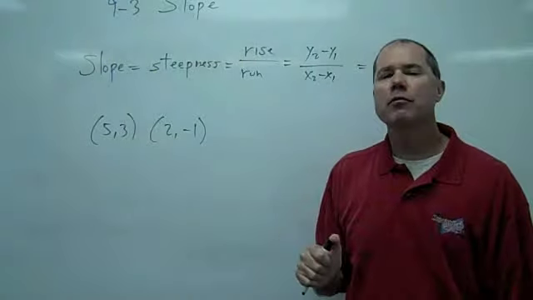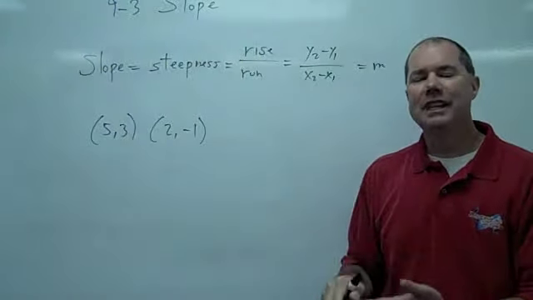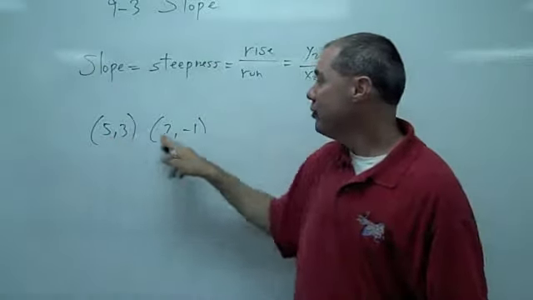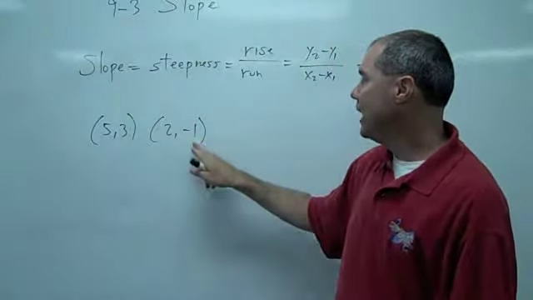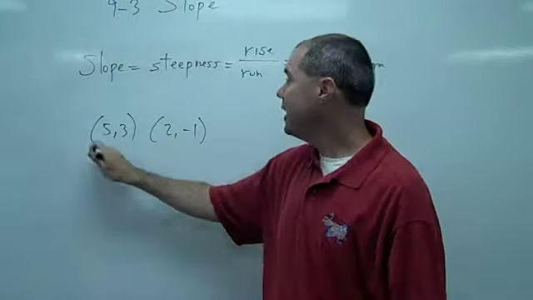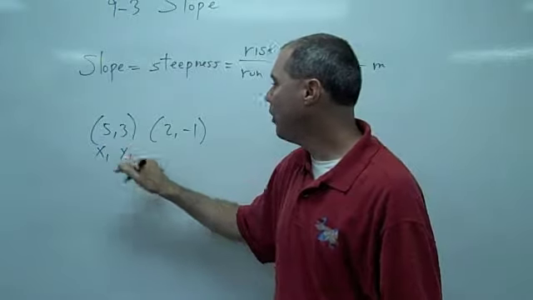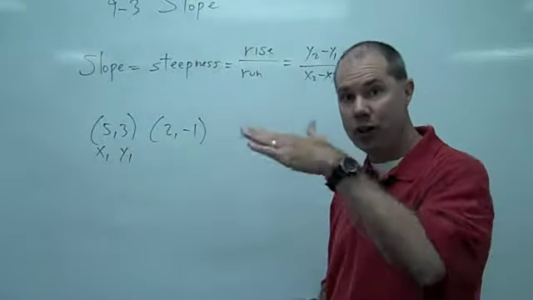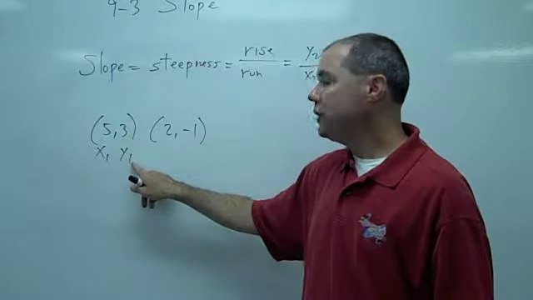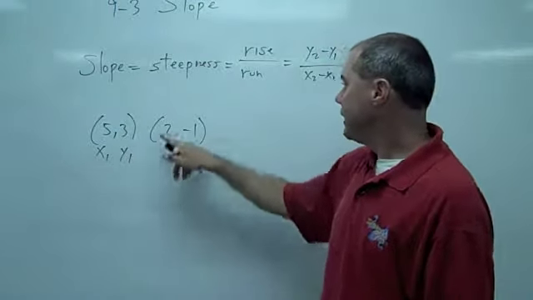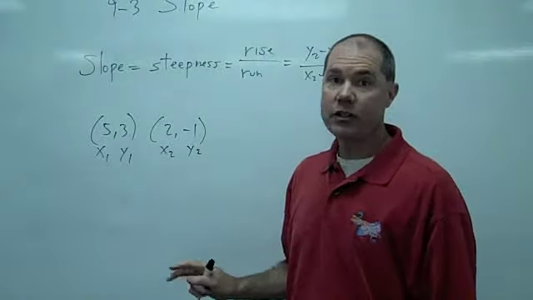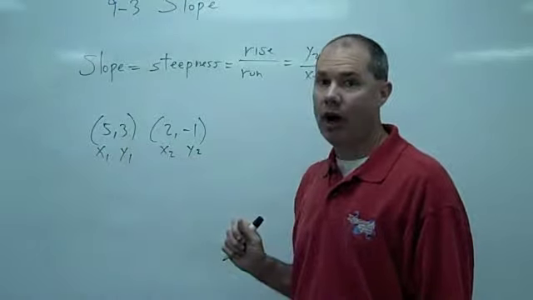Some think that it comes from the French word monter, which means mountain or to climb, but that's not been confirmed. If we have 2 points, (5, 3) and (2, -1), the first point, the first one I see, I'm going to call x1, y1. The subscript, because it's slightly below the level of the letter, just means it's the first point I saw. The second point is x2, y2. Points are always x, comma, y.